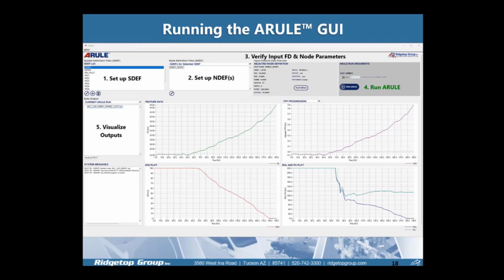Finally, once you have your ARULE runs, you can visualize them down in this bottom half, where you can see your input feature data again, all the transforms that ARULE has done, and finally your state of health, remaining useful life, and prognostic horizon down here.